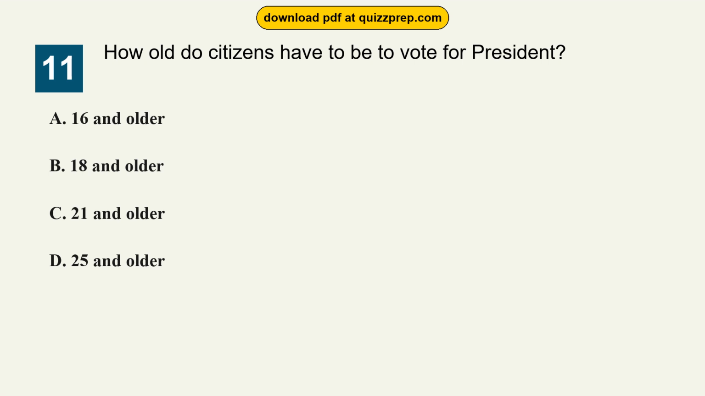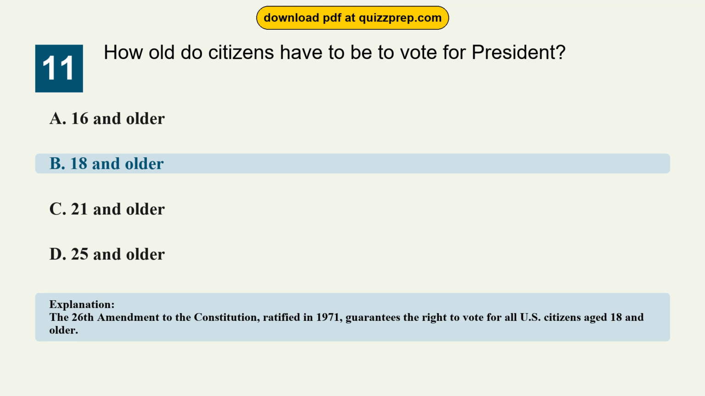Question 11. How old do citizens have to be to vote for president? Option A, 16 and older. Option B, 18 and older. Option C, 21 and older. Option D, 25 and older. The correct answer is option B, 18 and older. The 26th Amendment to the Constitution, ratified in 1971, guarantees the right to vote for all U.S. citizens aged 18 and older.